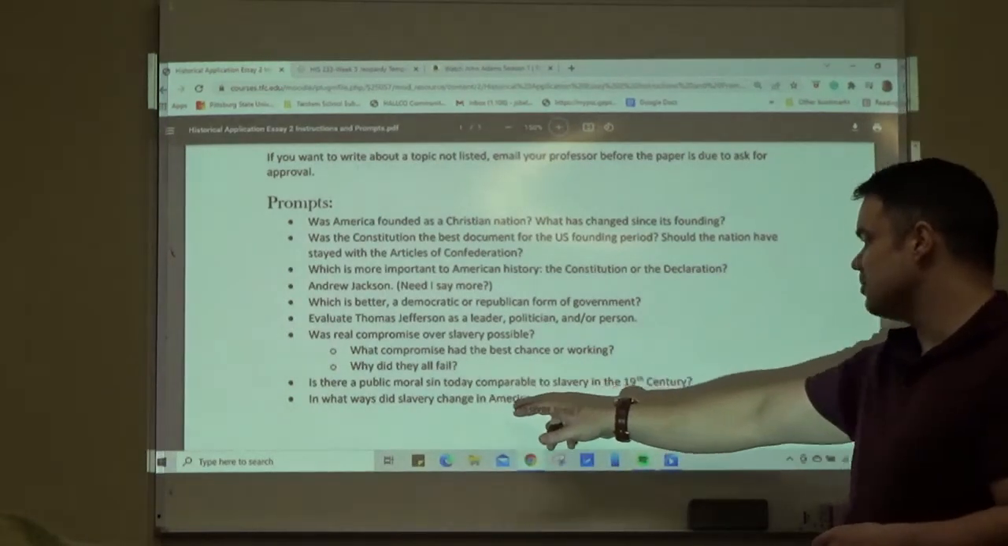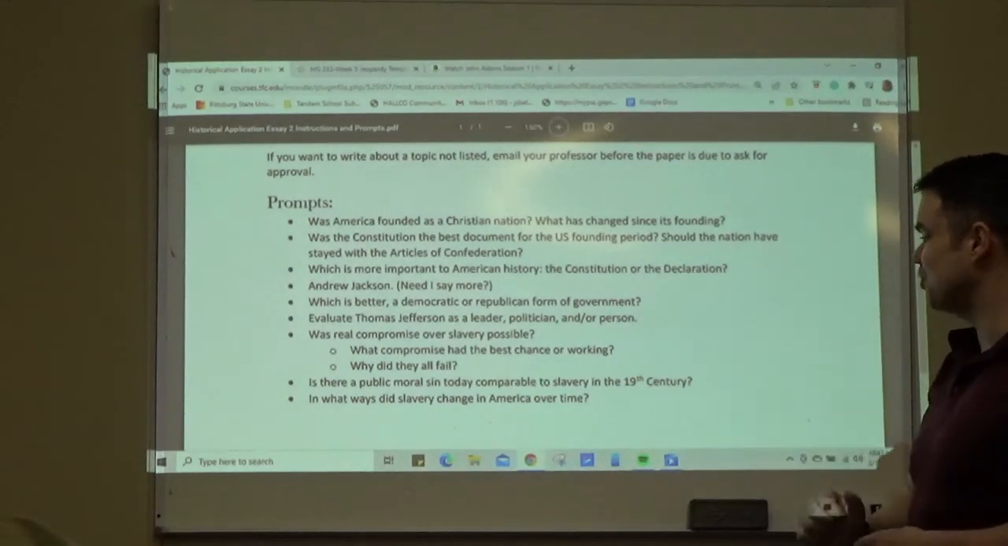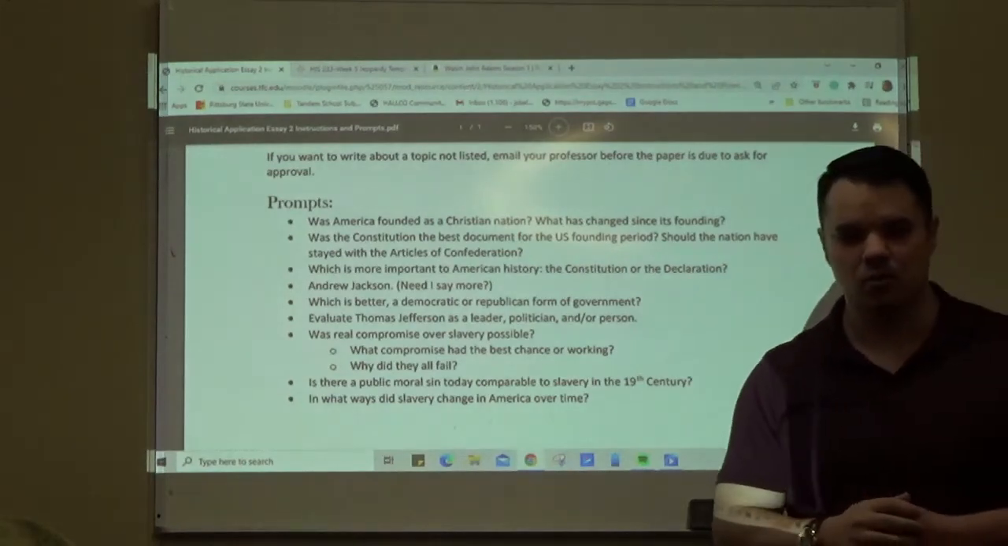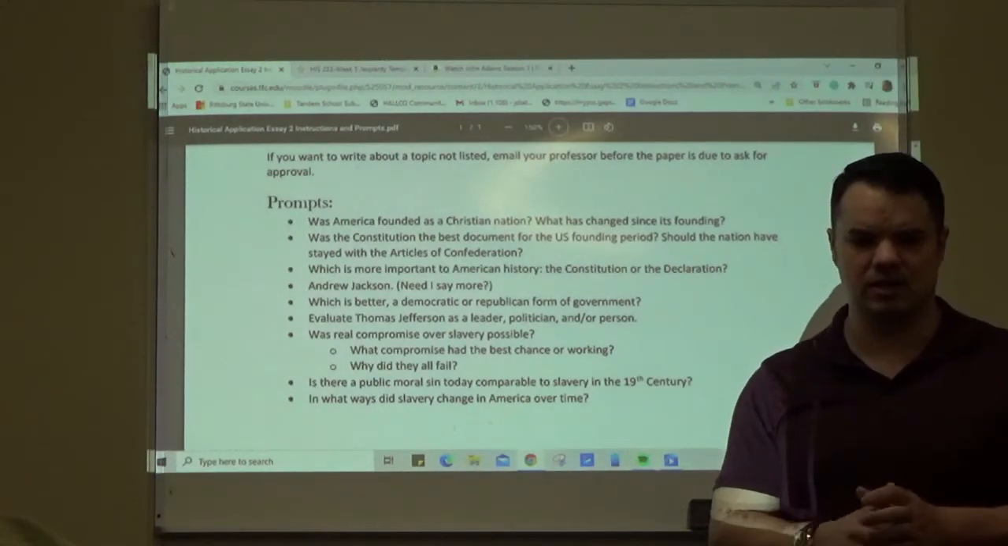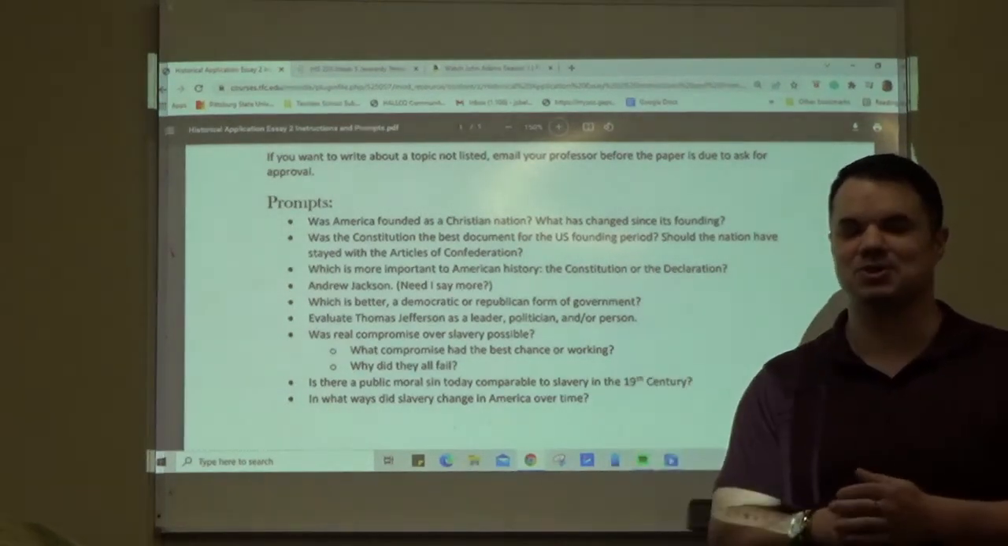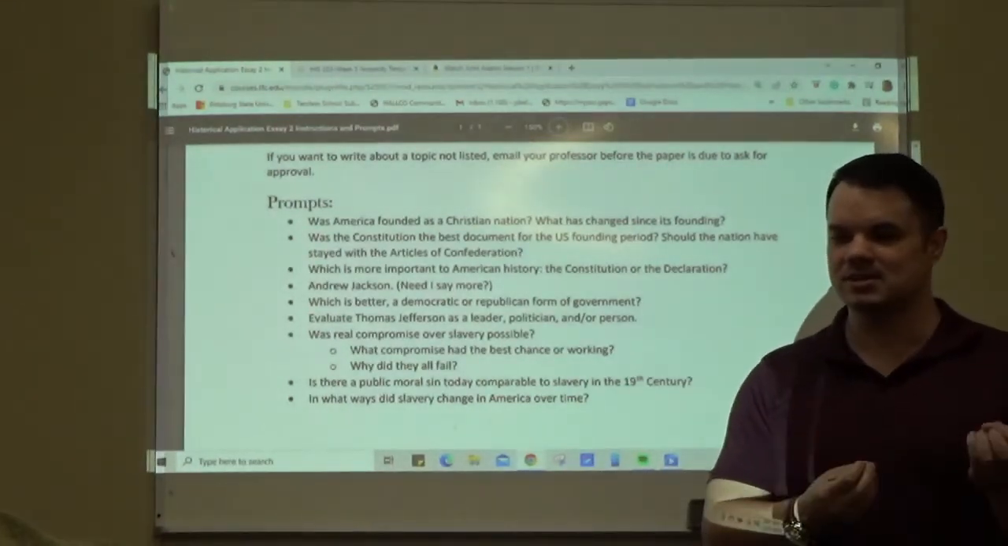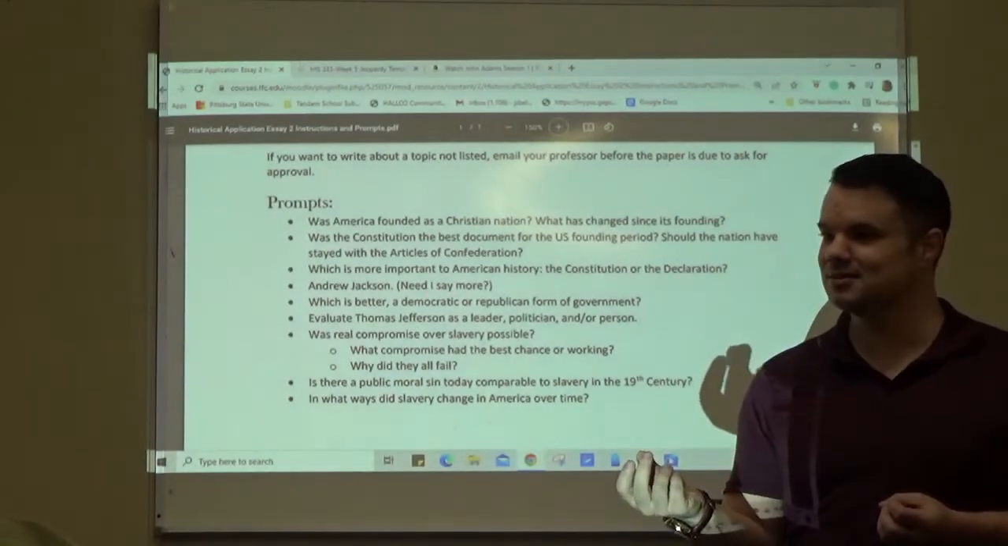Is there a public moral sin today comparable to slavery in the 19th century? We may actually talk about this next weekend, I think. The main issue this is talking about is slavery, and can anyone guess?